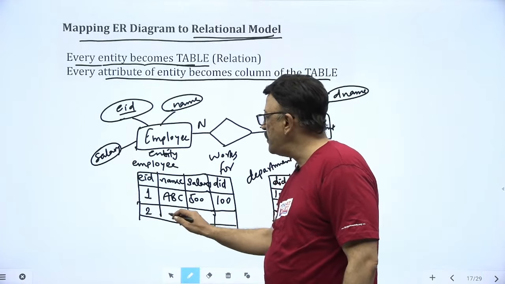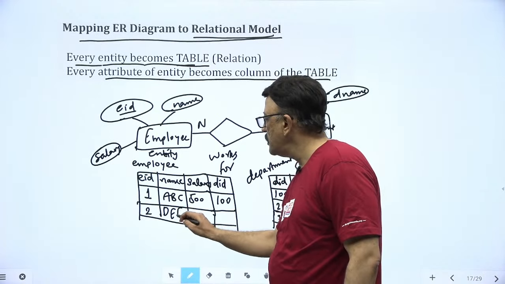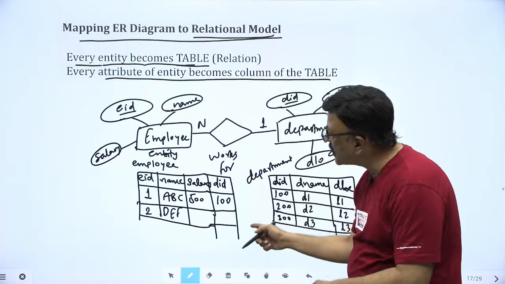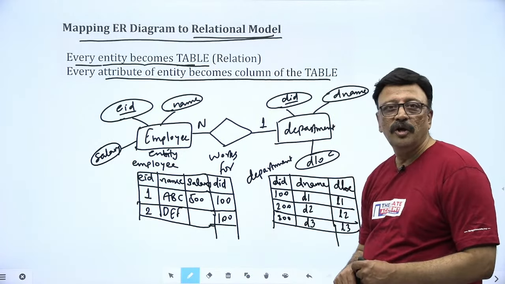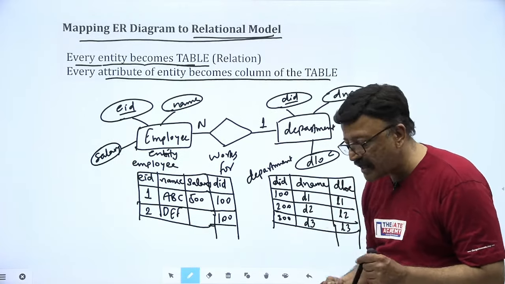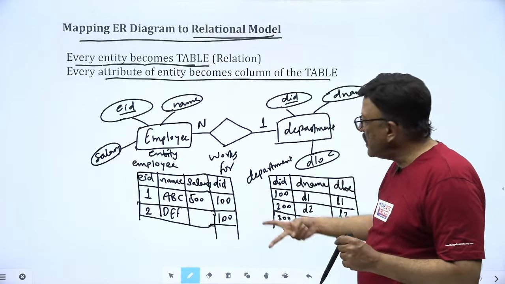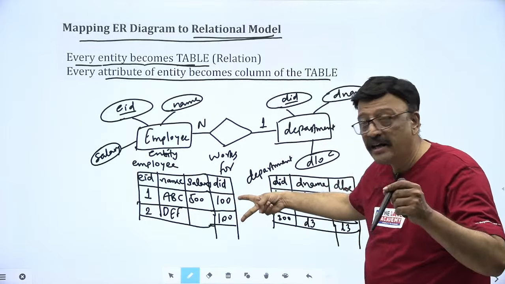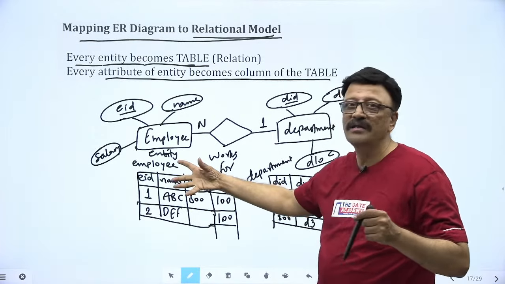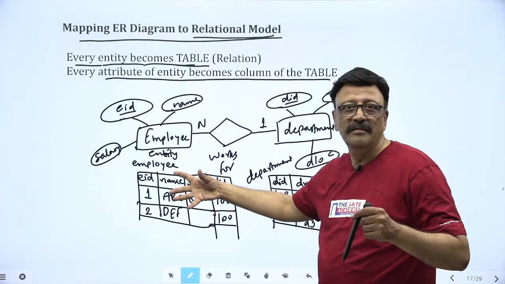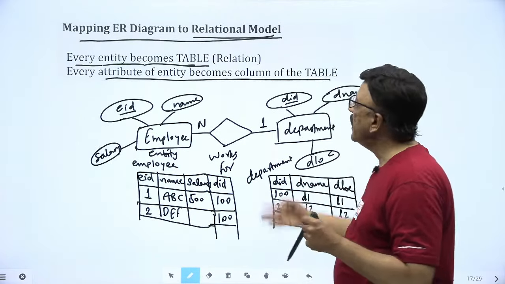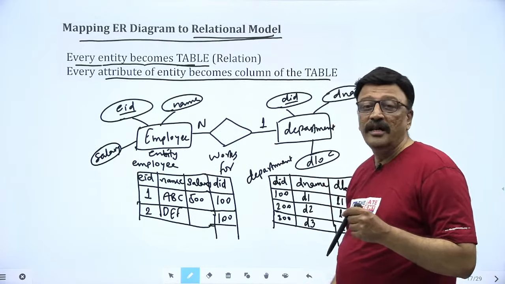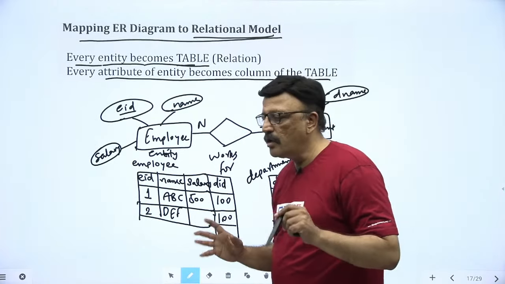Employee number 2 may be named DEF. This person also works in department 100, so store 100. You can now understand that a department like 100 can contain many employees. Who was inside? Tell me. Inside was the employee side.